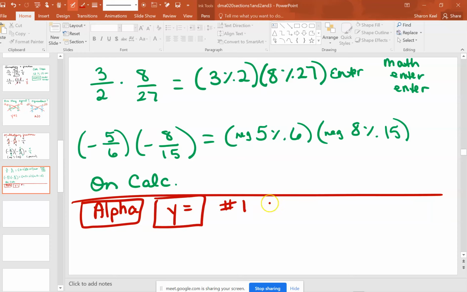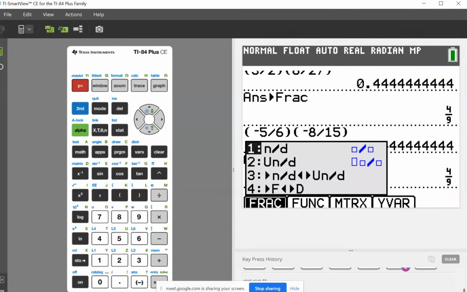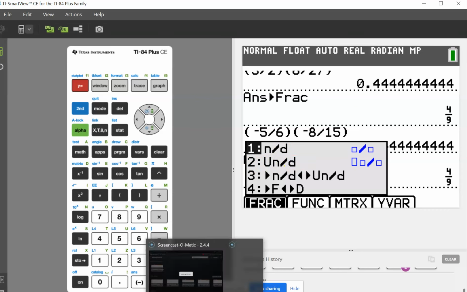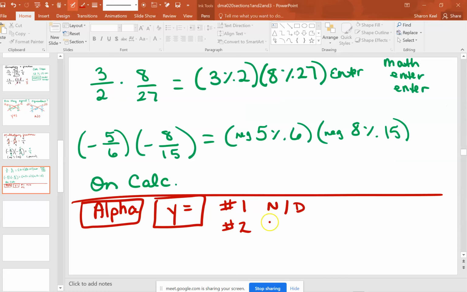Number 1 is for a regular fraction. 1 is a fraction. 2 is going to be for a mixed number. 2, you have a whole number, and then, so this is for fraction. 2 will be chosen when you want to do a mixed number.